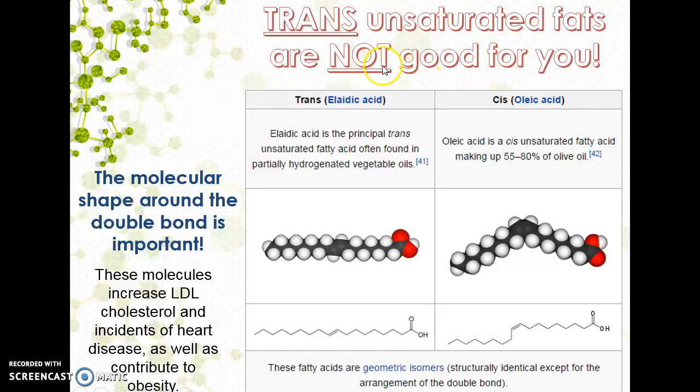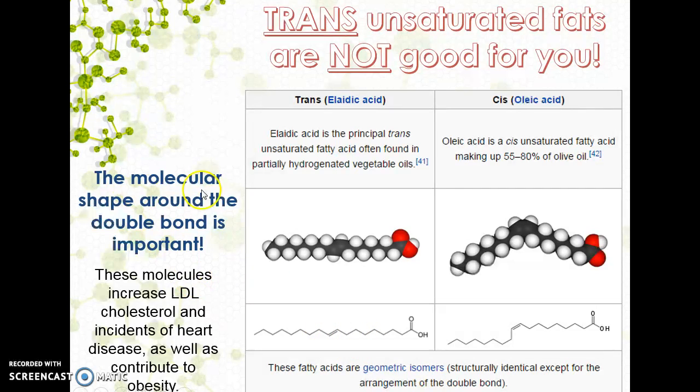Trans unsaturated fats are the ones that are not good for you though. So what does that mean? Well, if you look at the two differences, this is a trans fat and this is a cis fat. This is found in olive oil. And if you look at the double bond, the carbons next to the carbons in the double bond are on the same side. That's what cis means. Cis means same. Here they're on opposite sides. So that's what a trans fat is.